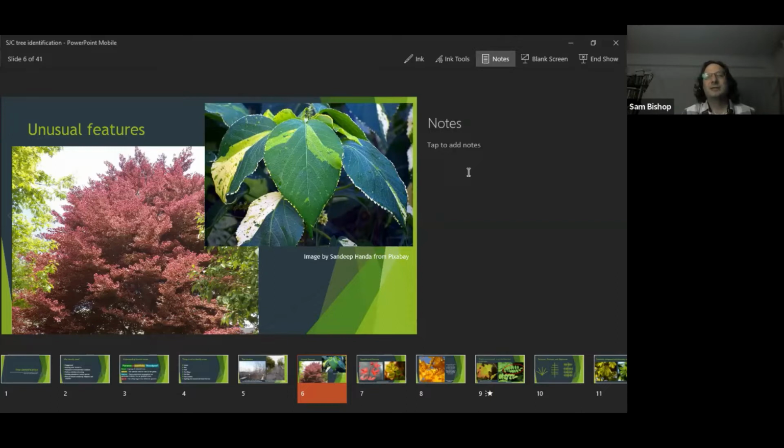And looking at that photo on the right, those leaves aren't sick, even though they might look it. That's something called variegation. And variegation is just having white edges or patches, or even in some cases almost totally white or yellow leaves on the tree. So that can help you identify that particular tree.